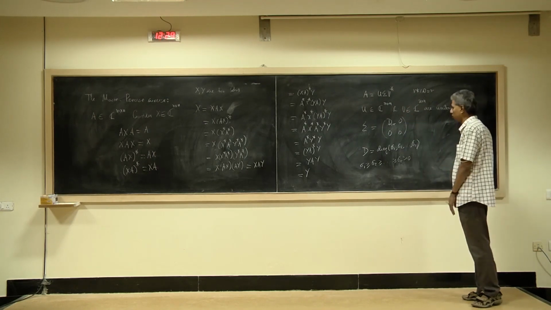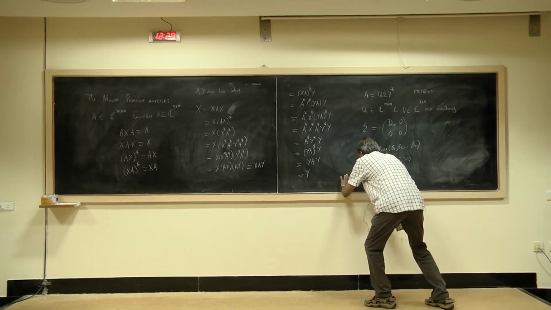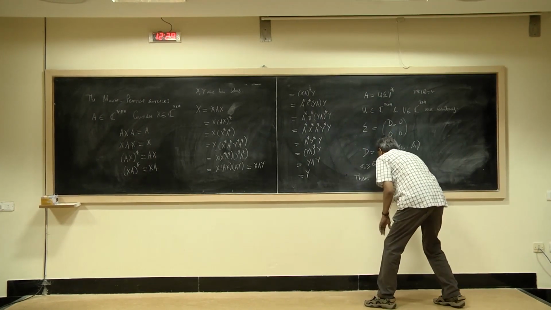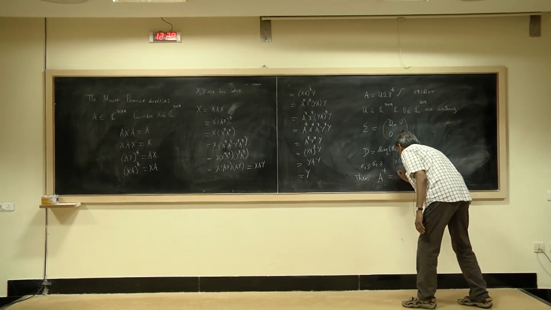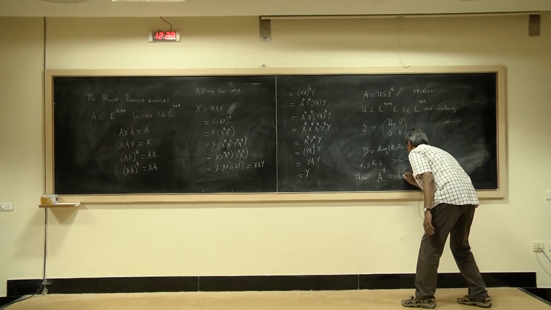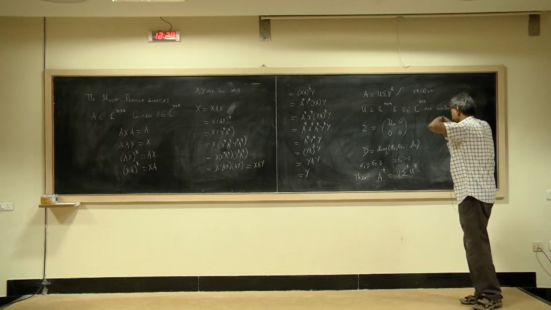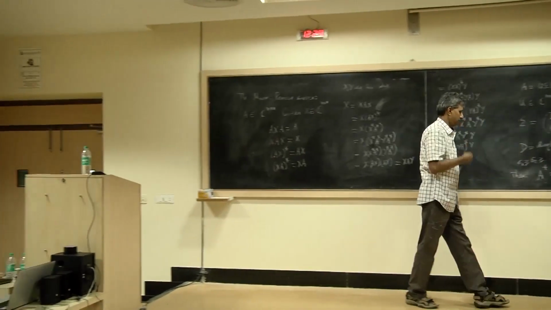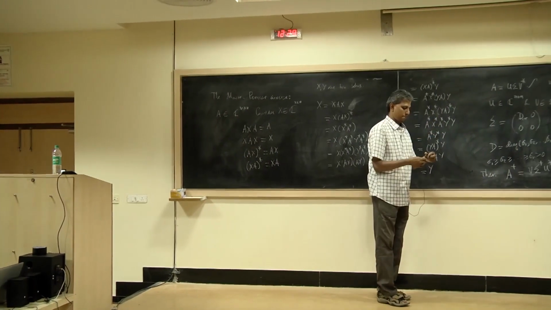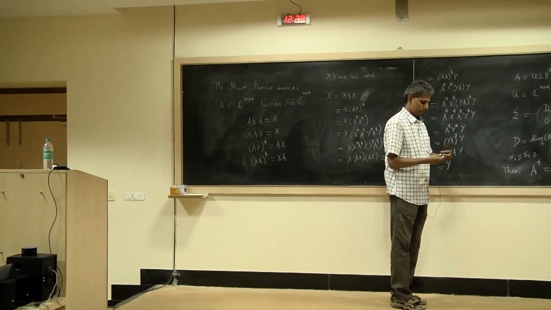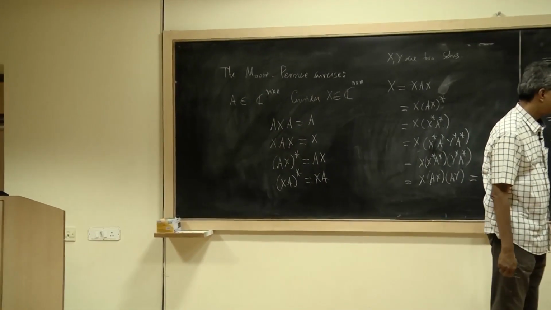So what is the thing then? Moore-Penrose inverse, let me simply state this. If A has this singular value representation, then the Moore-Penrose inverse is V sigma dagger U star. This is the formula for the Moore-Penrose inverse.